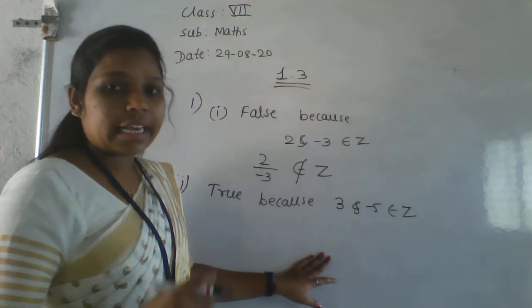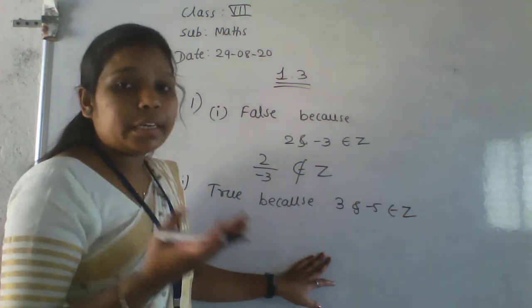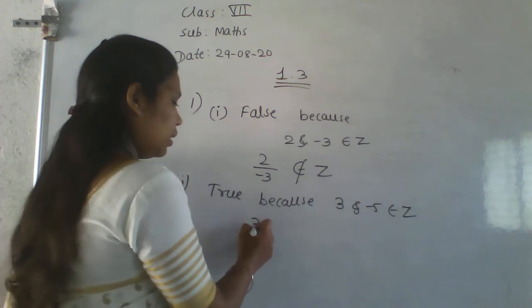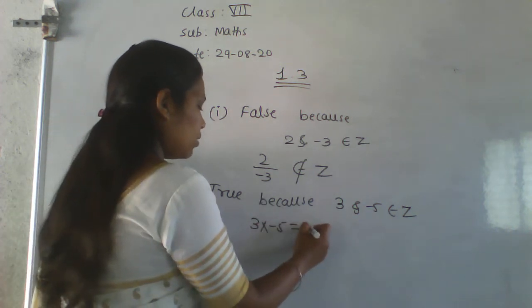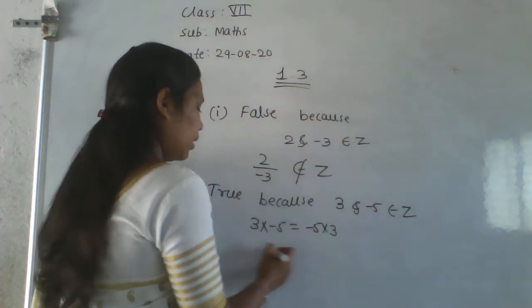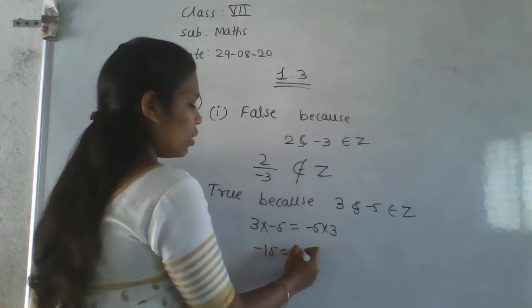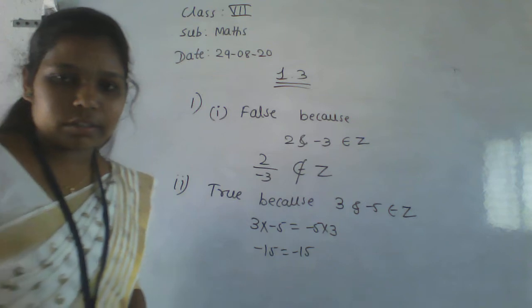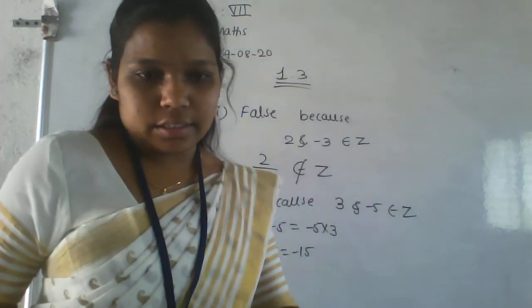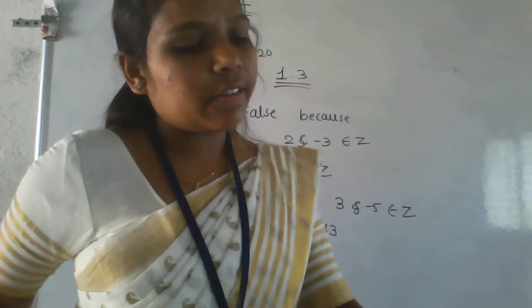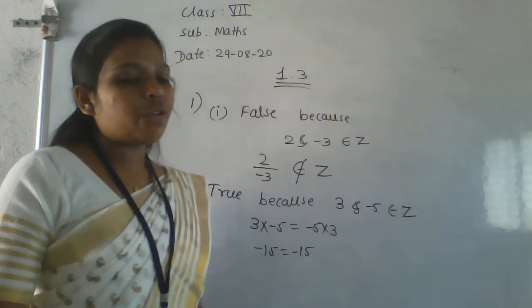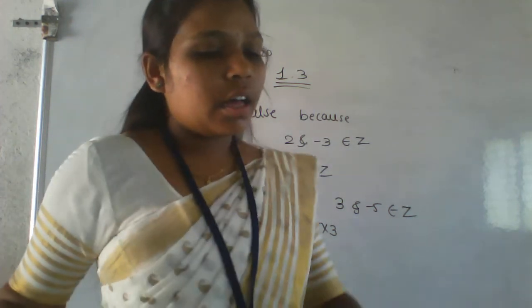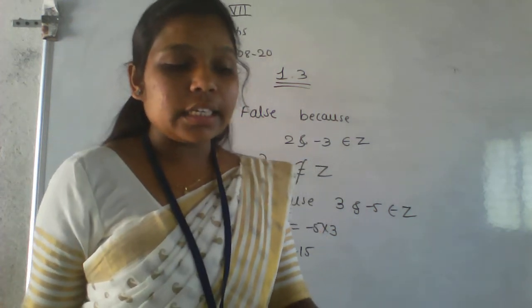Commutative property means a into b is equal to b into a. That is, 3 into minus 5 is equal to minus 5 into 3. See here, minus 15 is equal to minus 15. Right. So it will be true for the integers. Okay. So next, the third one they have given: the collection of integers is commutative under the division.